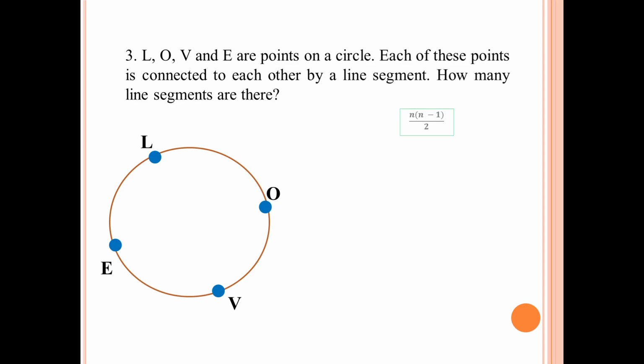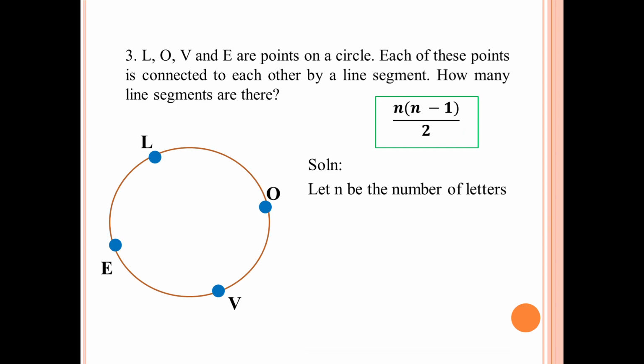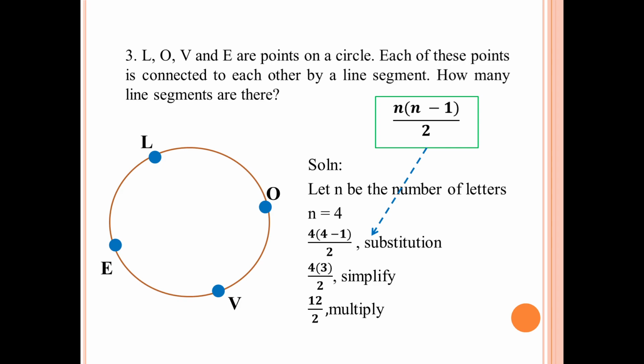But we need to consider this formula. Let n be the number of letters. So LOVE, counting individually, we have 4. Then substitute in the given formula, so we have 4 times 4 minus 1 over 2. Then 4 minus 1 is 3, so we have 4 times 3 over 2. Then multiply it, we have 12 over 2. Then the quotient is 6. So meaning to say, if we have LOVE as points on a circle, then we can create 6 line segments. Now let us do the actual.